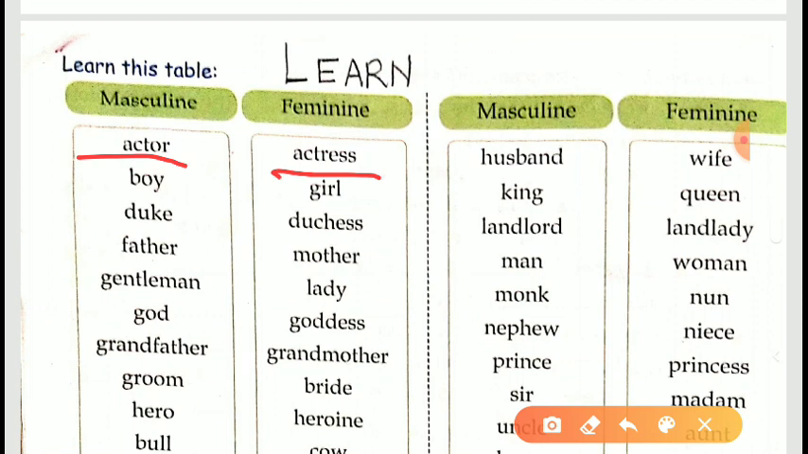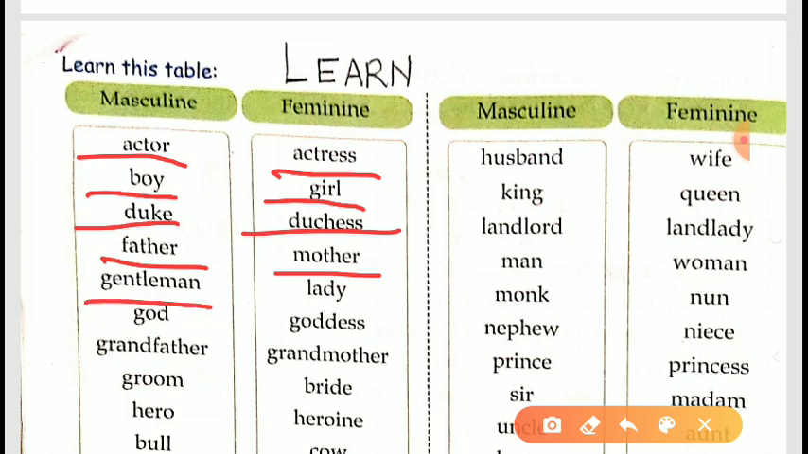The second one is boy. The feminine gender of boy is girl. Boy becomes girl. Third is duke. The feminine gender of duke is duchess. Duke's feminine gender is duchess. Father, mother. The feminine gender of father is mother.